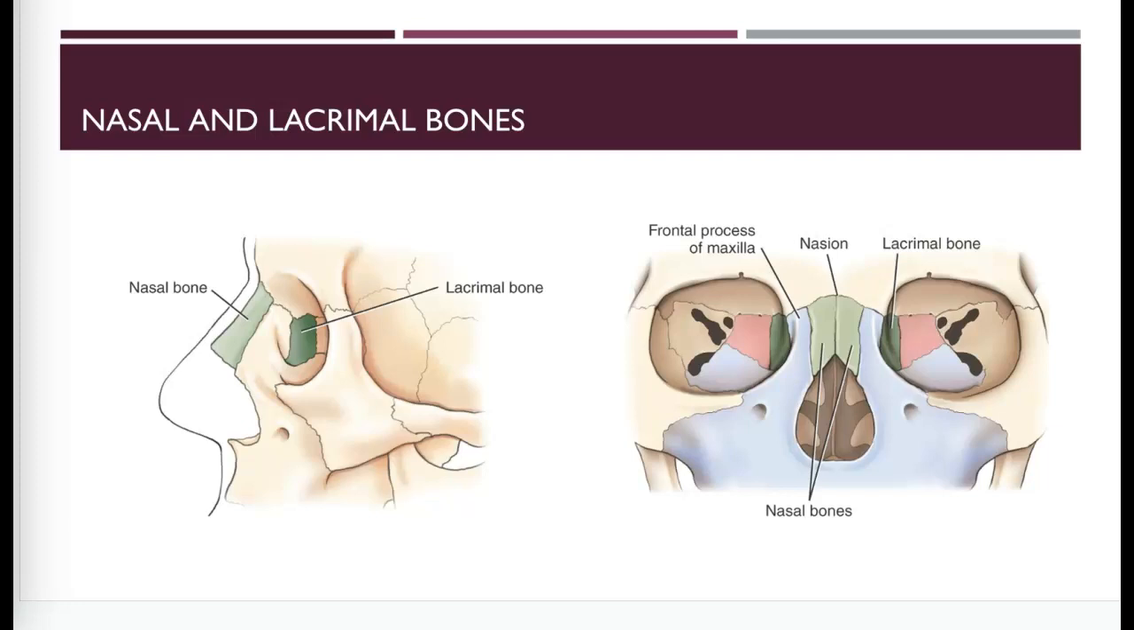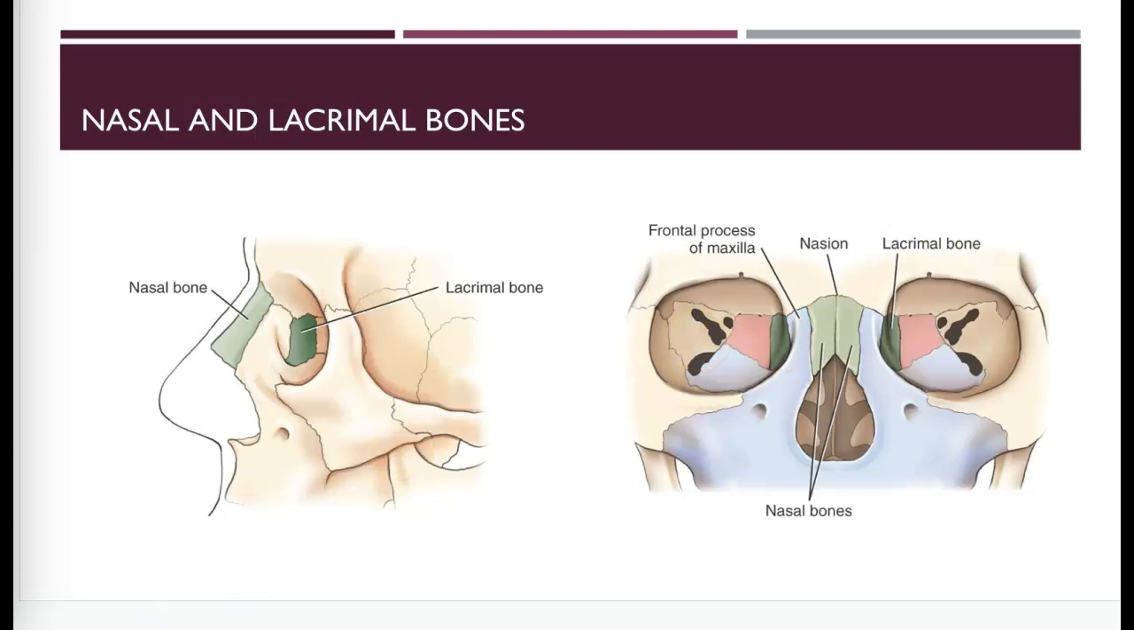Moving on to the lacrimal bones, these are 2 small delicate bones that lie anteriorly on the medial side of each orbit, just posterior to the frontal process of the maxilla. So as you can see on the left-hand side, the lacrimal bone, again, is pretty much posterior to the nasal bone area, and then looking from the front, the lacrimal bones are pretty much right behind your eye, in the corner.